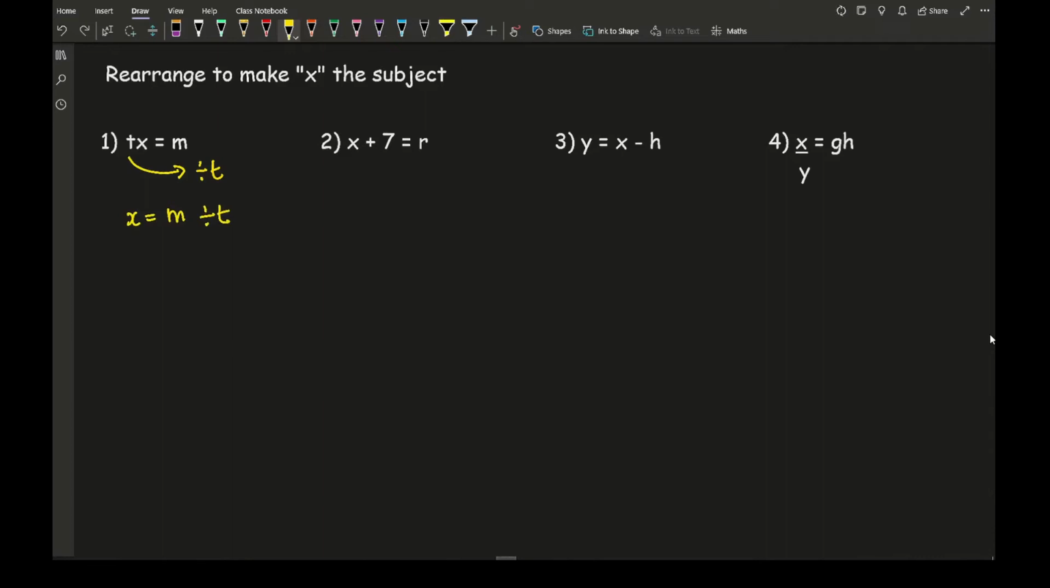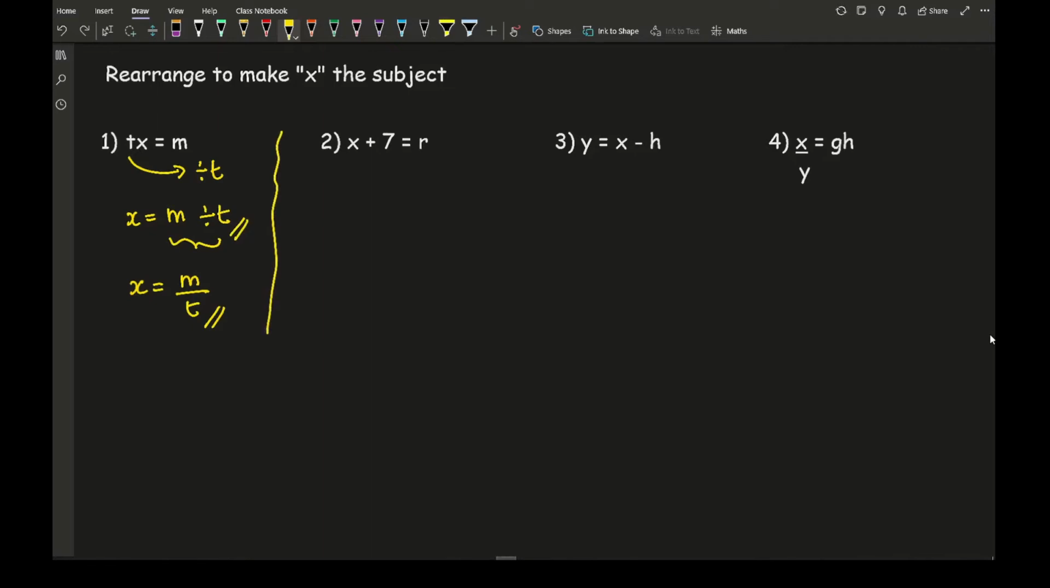Now one of the rules of algebra is that we don't use the division symbol, instead we use fractions. So a proper way of writing this answer would be m over t, and there is my final answer. However, if you were to get this in an exam and wrote m divided by t, as long as there are no other letters or numbers involved, that would still be correct.